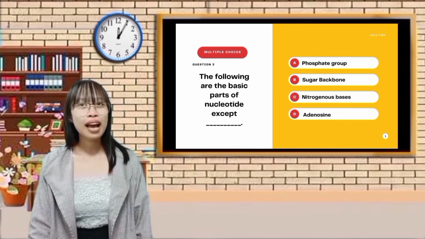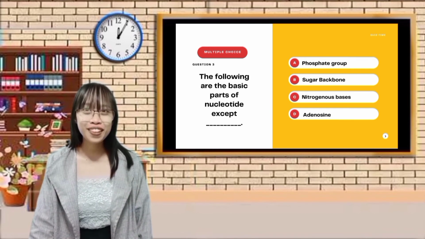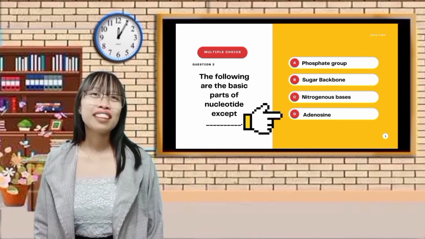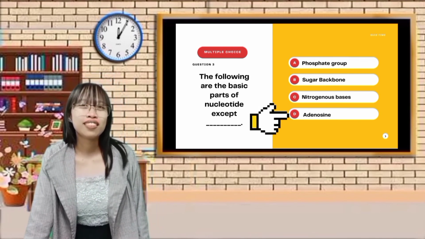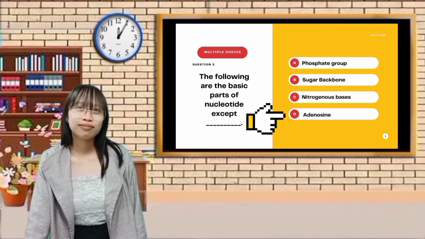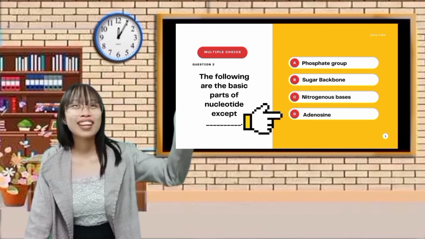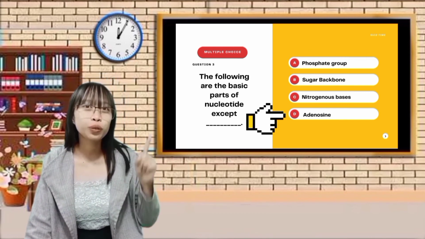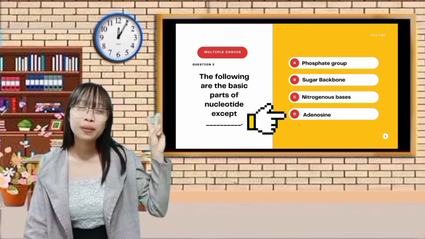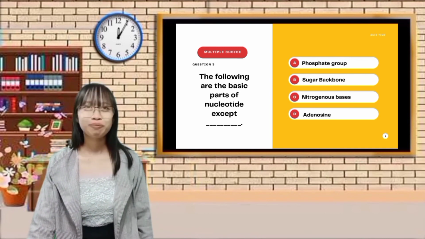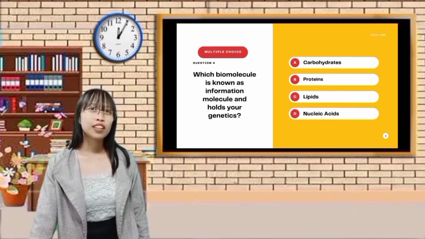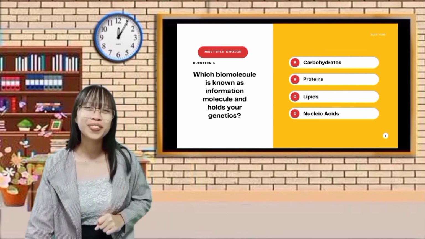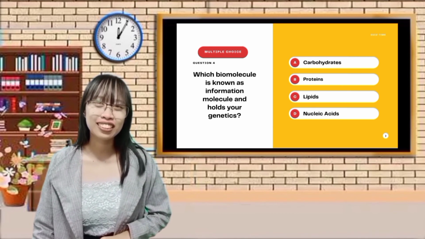So the answer is letter D, adenosine. Why adenosine? Okay, you're right. The basic parts of nucleotides are phosphate group, sugar backbone, and nitrogenous bases. And number 4, which biomolecule is known as information molecules and holds your genetics? We discussed it.